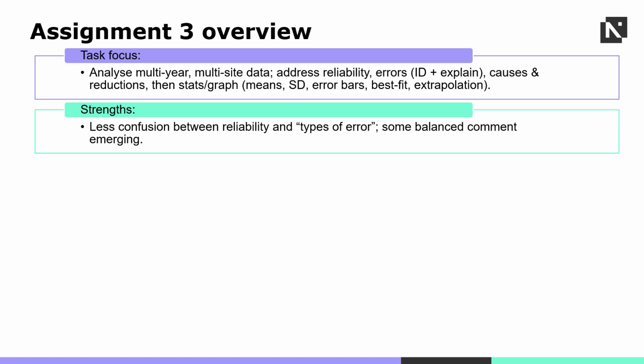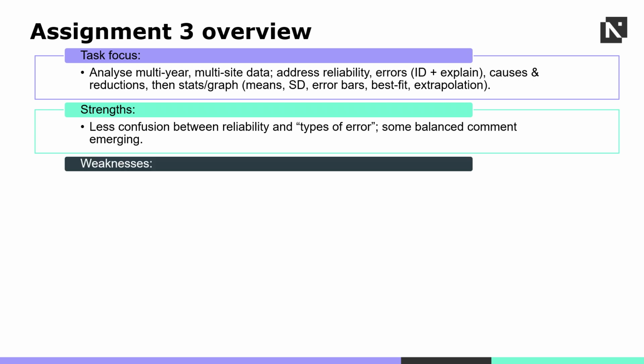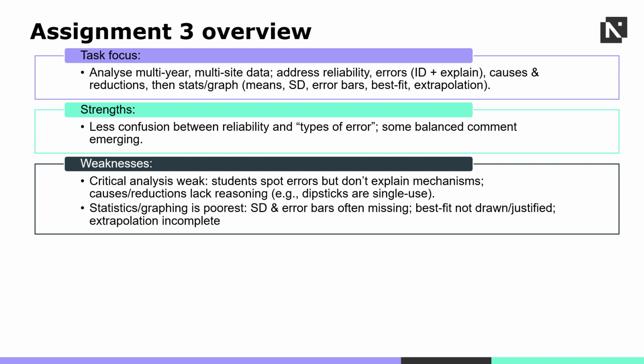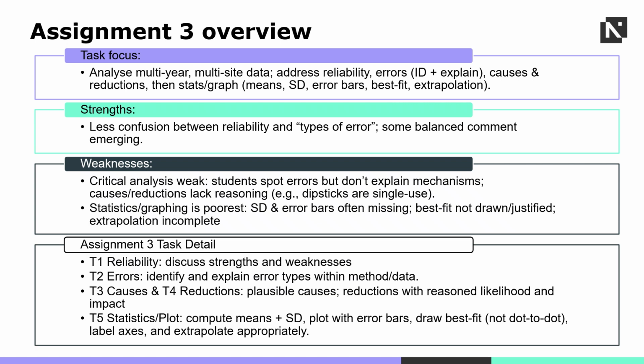So compared with the last series, there is less confusion between reliability and types of errors. Some learners now provide a more balanced reliability comment. The biggest gaps are in critical analysis and statistics. Many can spot errors but don't explain the mechanism, how that error arises from method, or its direction of effect. Causes and reductions are listed without reasoning, and the stats or graphs element is the main red. So that would be the standard SD versus SE, the error bars missing, best fit not drawn or not justified, and extrapolation rarely bounded. So a little bit more detail of what we're looking for on assignment 3.